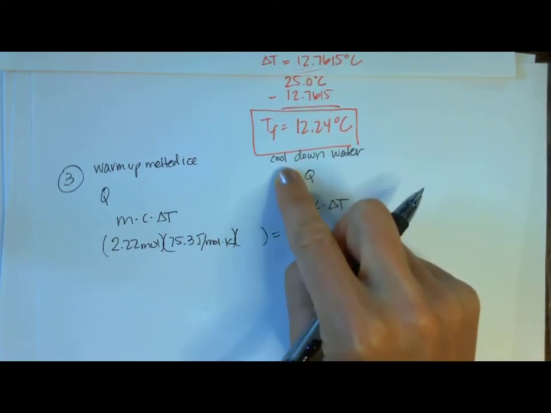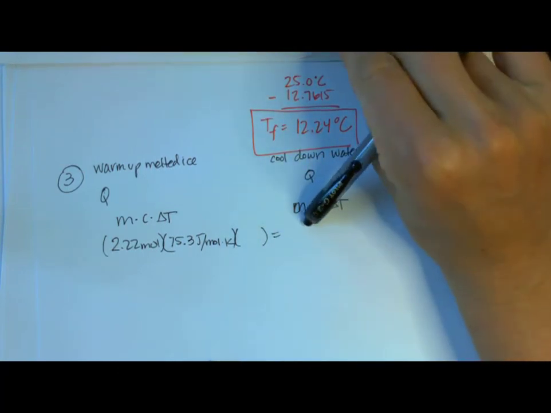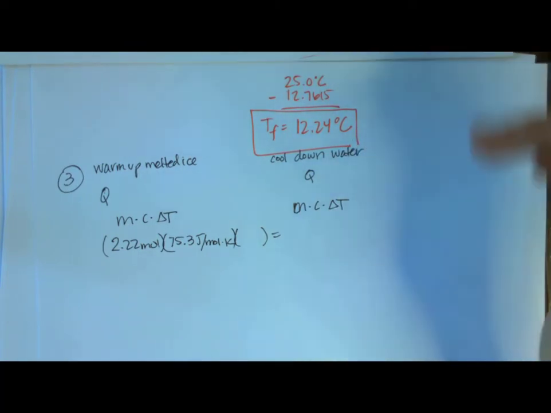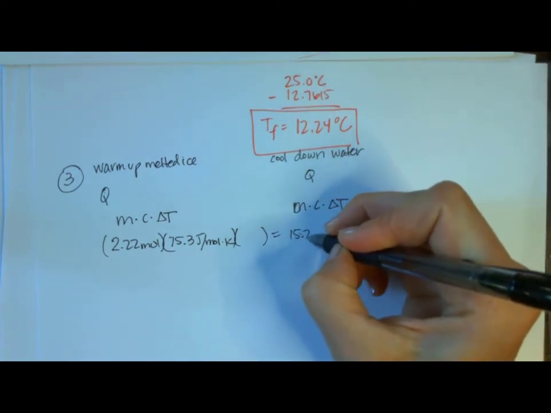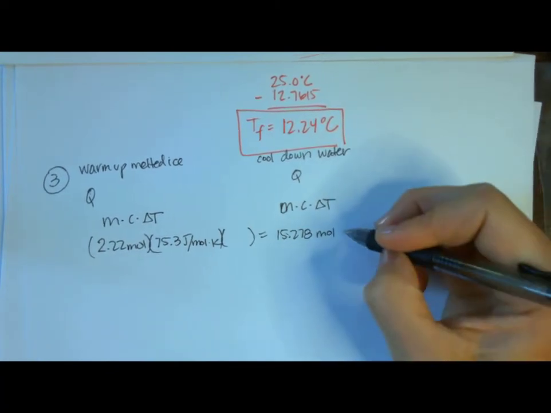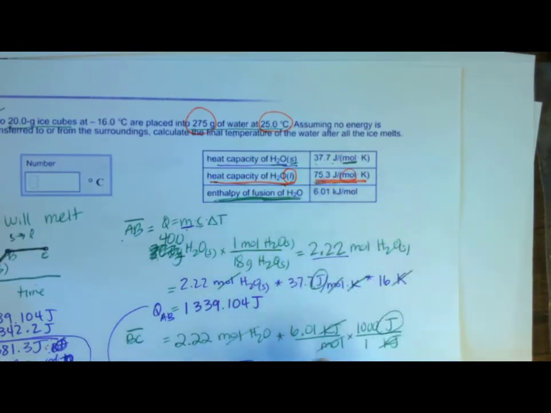Let's look at that big glass of water that we have. We calculated how many moles that was, 15.278 moles of water. Specific heat, it's water, so we're using that same 75.3.